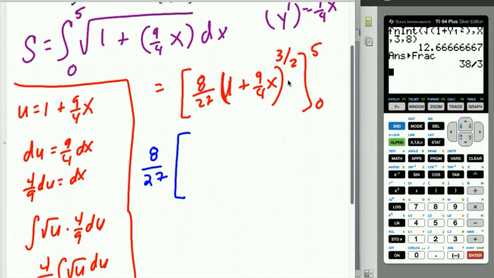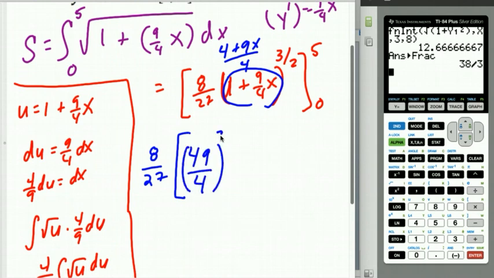Well, honestly, it might be easier to get a common denominator here. So I'm probably going to make this a 4 plus 9x all over 4, right? Because I could make this a 4 over 4. So when I plug a 5 in, right, I'm going to get 5 times 9, which is 45 plus 4. So I'm going to get 49/4 raised to the 3/2, which we'll deal with in a sec. And when I plug in a 0, I'm just going to get a 1 here. So I'm going to get a 1 to the 3 halves.